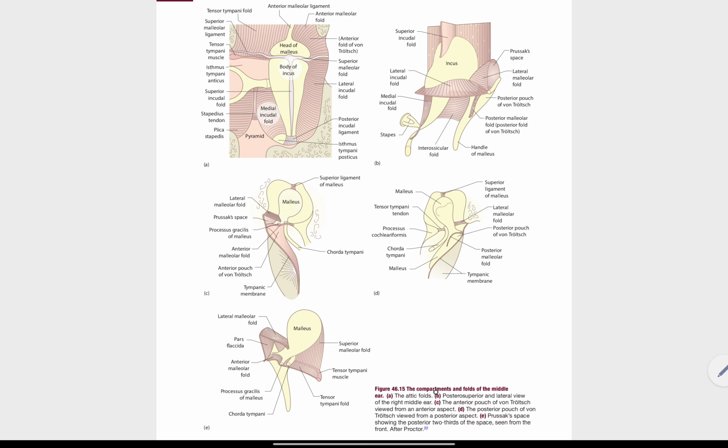Figure 46.15, the compartments and the folds of the middle ear. A. The attic folds.